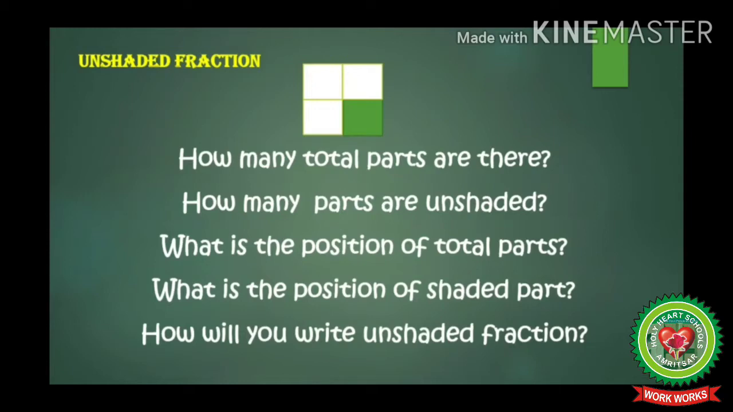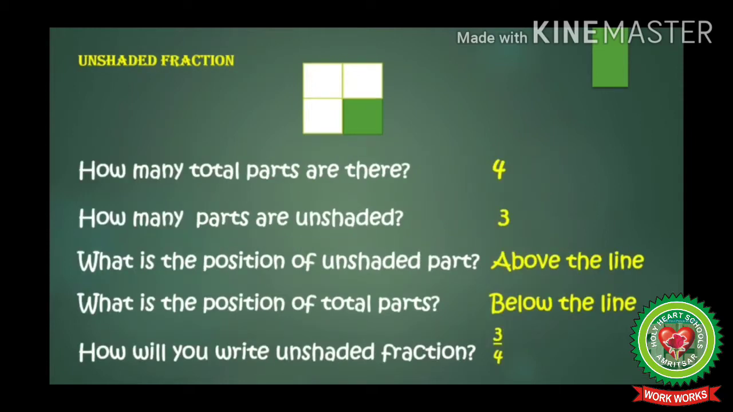Now let us see the answers. How many total parts are there? 4. How many parts are unshaded? Count the white ones. 1, 2, 3. Write down 3. What is the position of unshaded part? It will come above the line, and total parts will come below the line. You have to remember that total parts will always come below the line, that is upon.